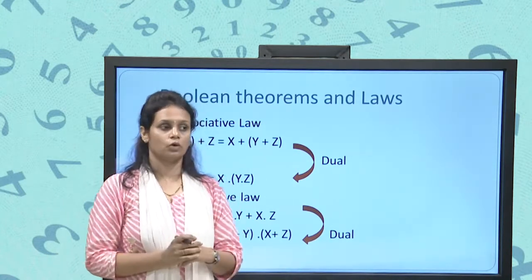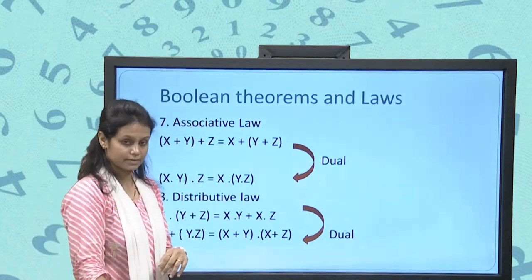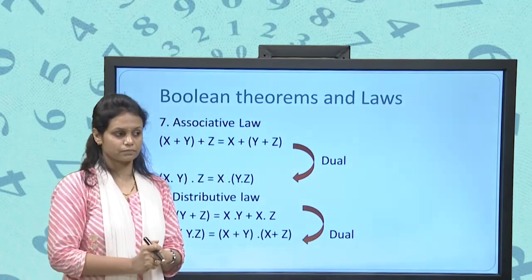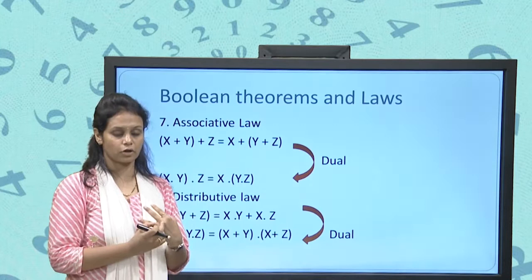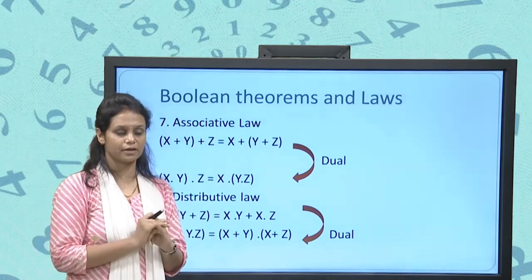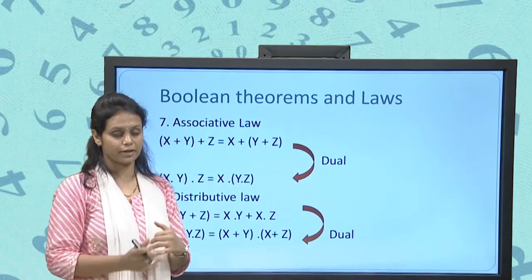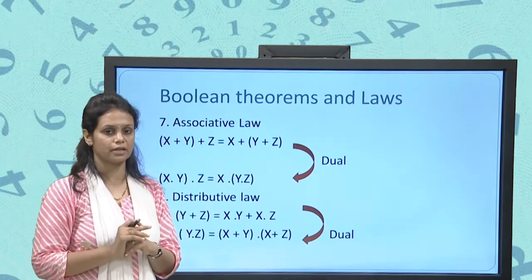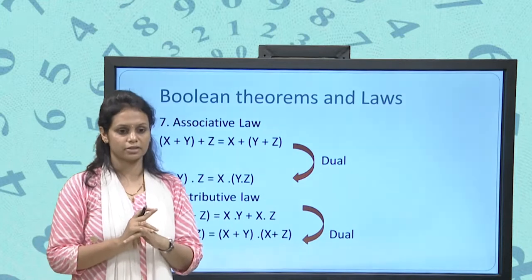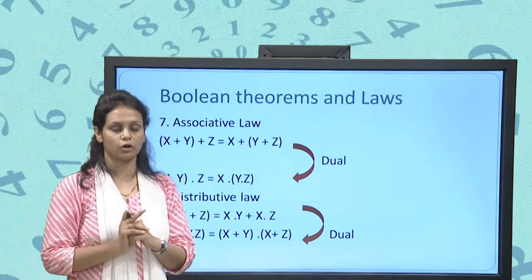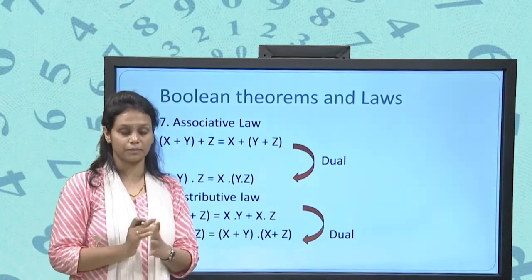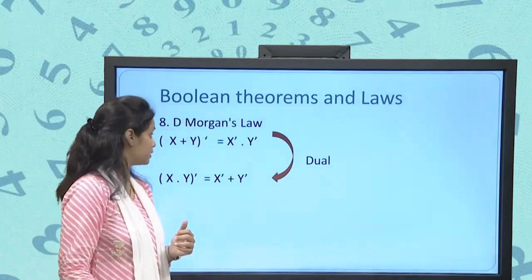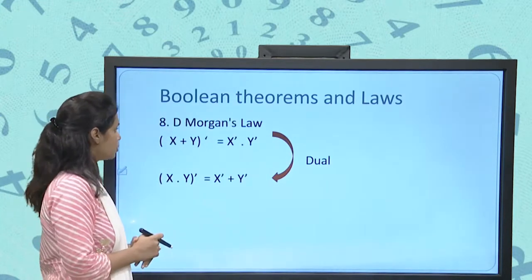Fine. Next, first of all, it's not compulsory to relate Boolean algebra to set theory, but if you relate it, suppose you relate your plus operation with the union, and dot with the intersection, then your Boolean algebra becomes much simpler. Next is De Morgan's law.